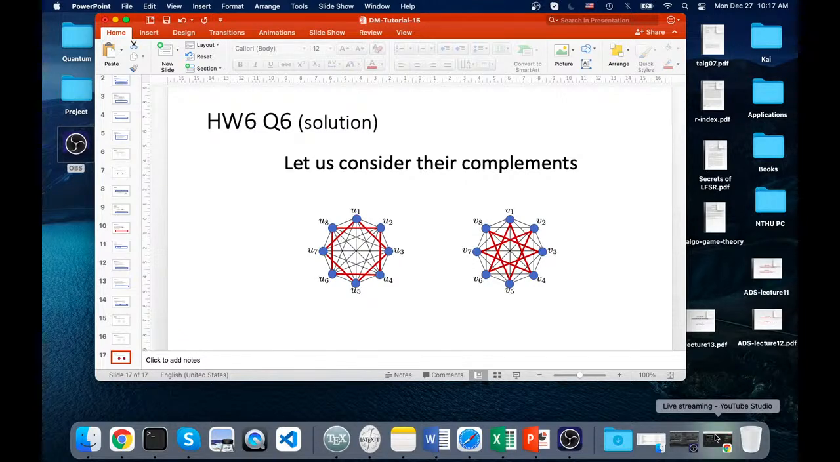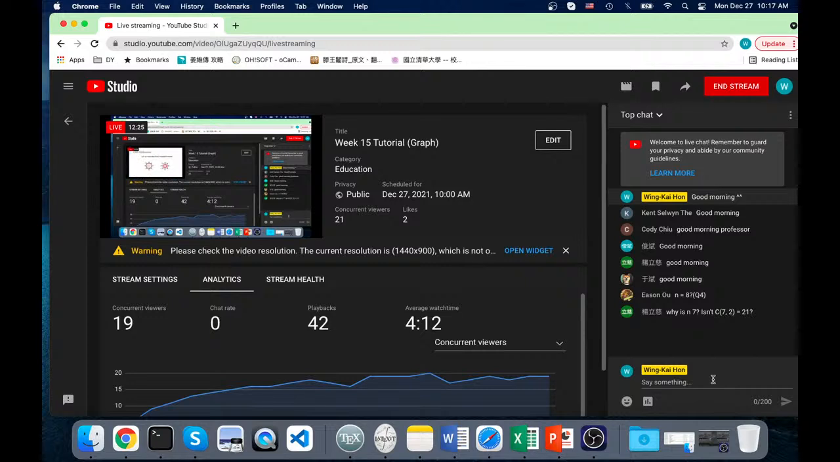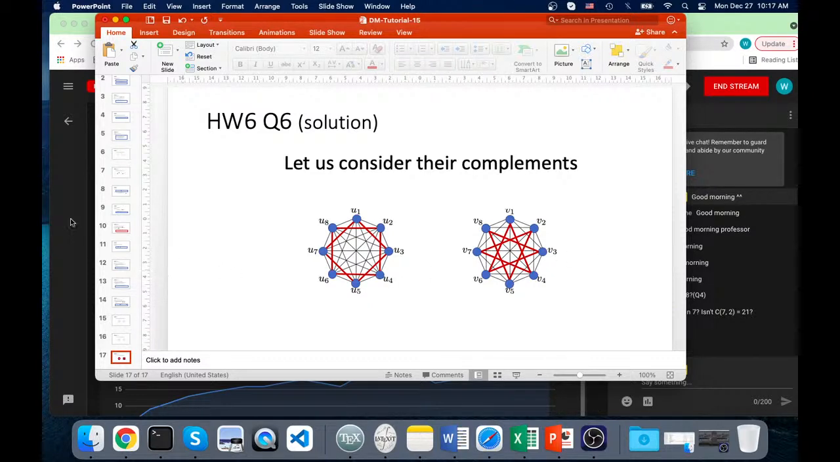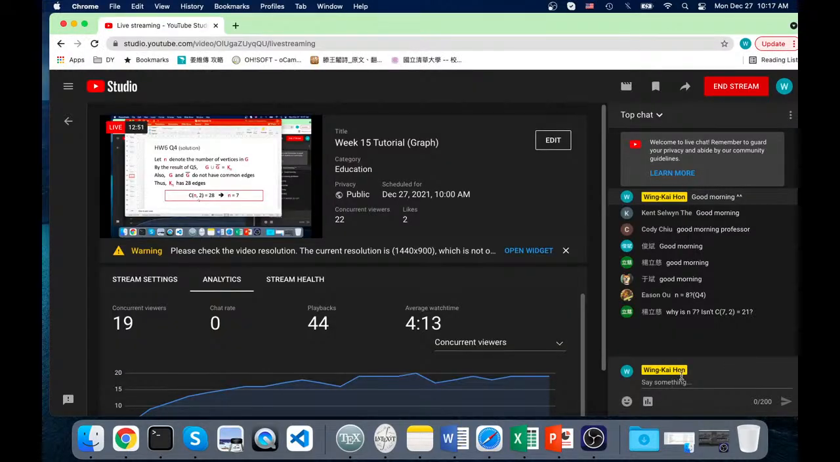Let me see if you have any questions. Oh, you're right. Thank you very much. I made a mistake. It's not 7, it should be 8. Thank you very much. I'm just too careless. Here, n choose 2 is equal to 28, so n should be 8, because 8 times 7 divided by 2 is equal to 28. Thanks for pointing out the mistake.